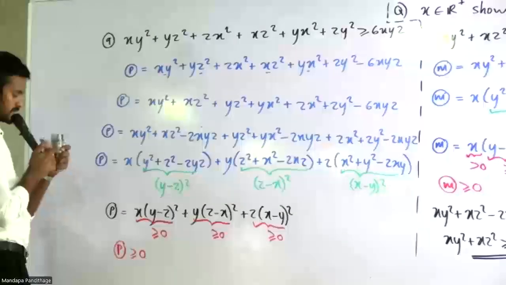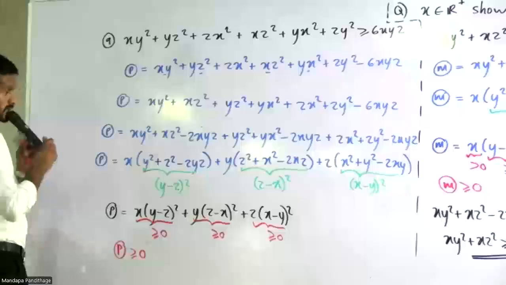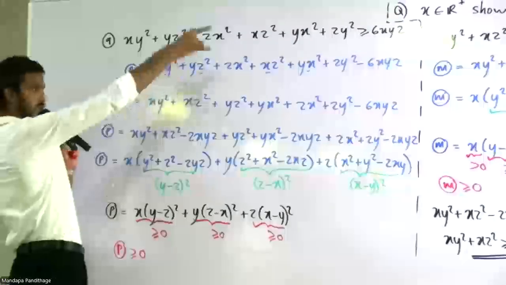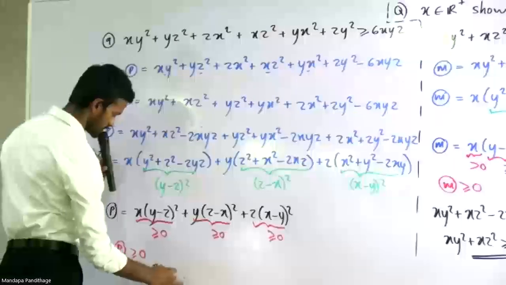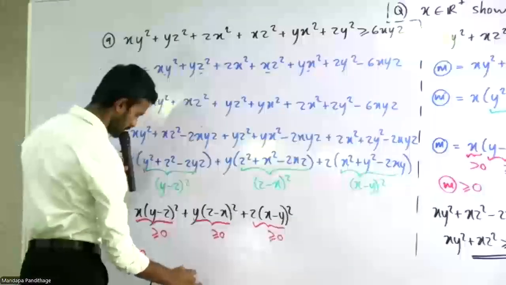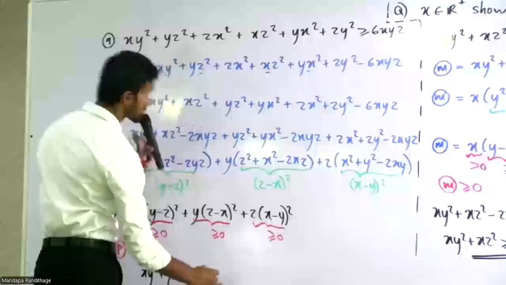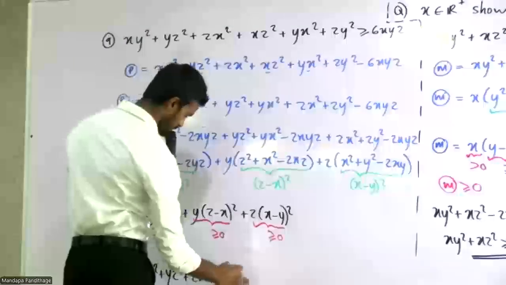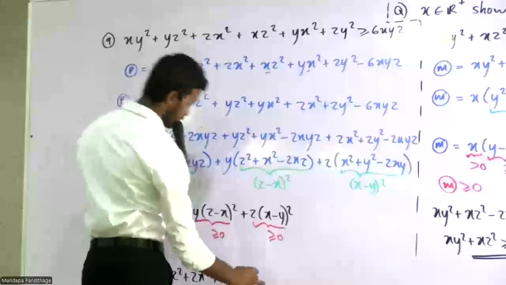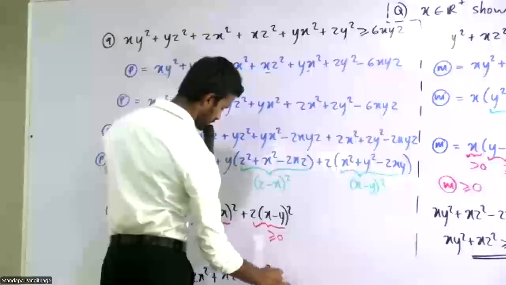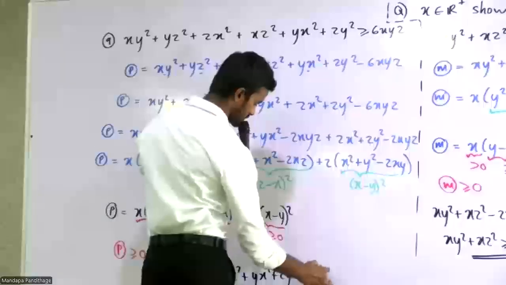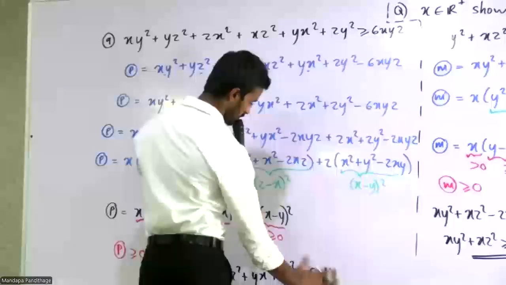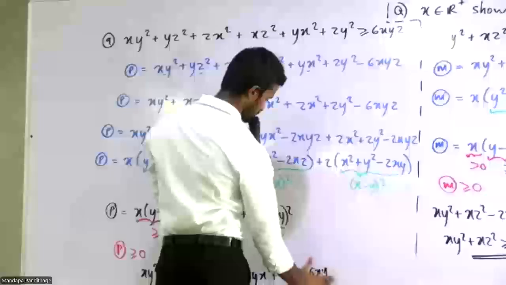I'll directly write the answer. So after this, we can directly write the answer. So you have to write this one, but I'll write it directly. xy squared plus yz squared plus zx squared plus xz squared, yx squared, and zy squared is greater than or equal to 6xyz. So you're solving this using your previous experience.